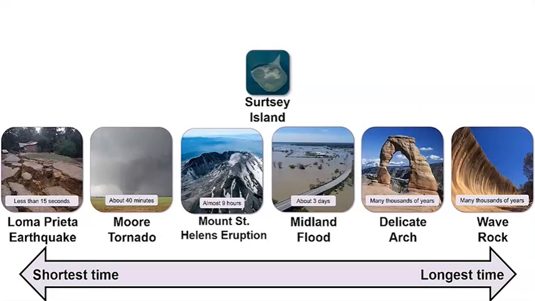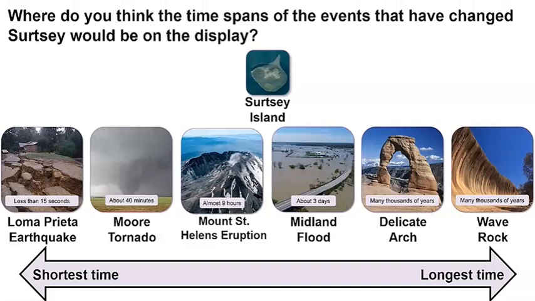I wonder, do we know enough now to better explain the changes to Surtsey? How can the island of Surtsey change shape over time? Well, we know some Earth events happen quickly and some happen slowly. Think about the changes to the land of Surtsey. Surtsey formed from a volcanic eruption while water and wind continued to change the land. Where do you think the time spans of the events that have changed Surtsey would be on the diagram?